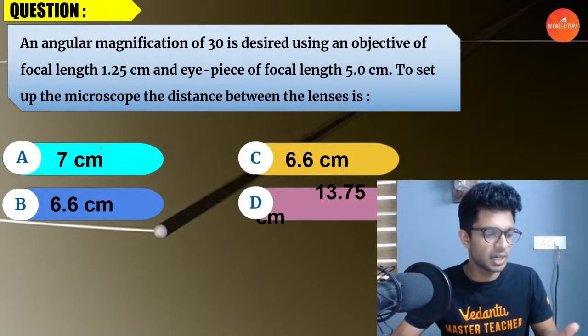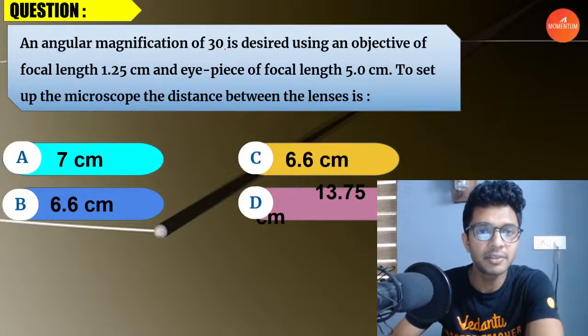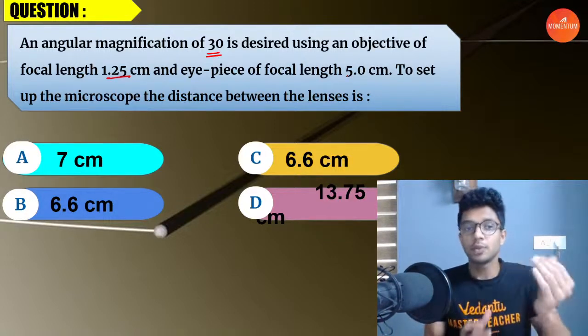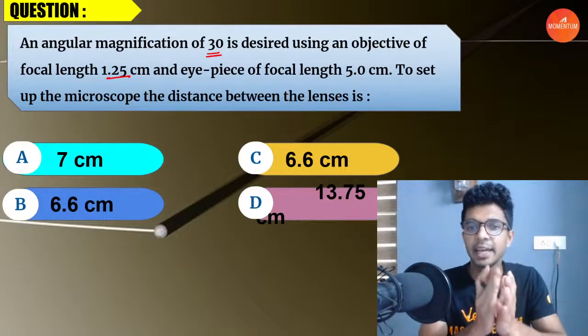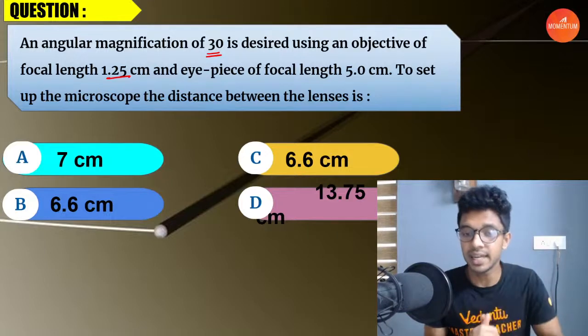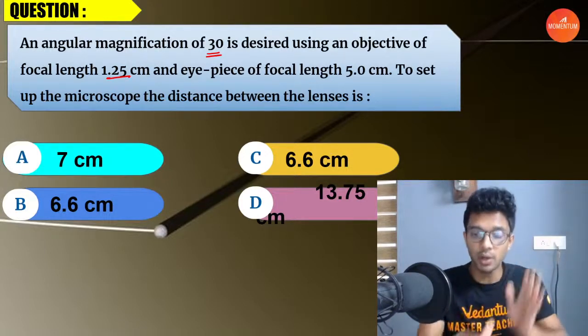Everyone, Soumya, Dharanika, all with me? Yes. The angular magnification of a microscope is 30, with the least distance at 30 centimeter, using an objective of given focal length and eyepiece. So the focal lengths of the objective lens and the eyepiece lens are given. To set up the microscope, the distance between the lenses, the value of L, has to be found out, right?